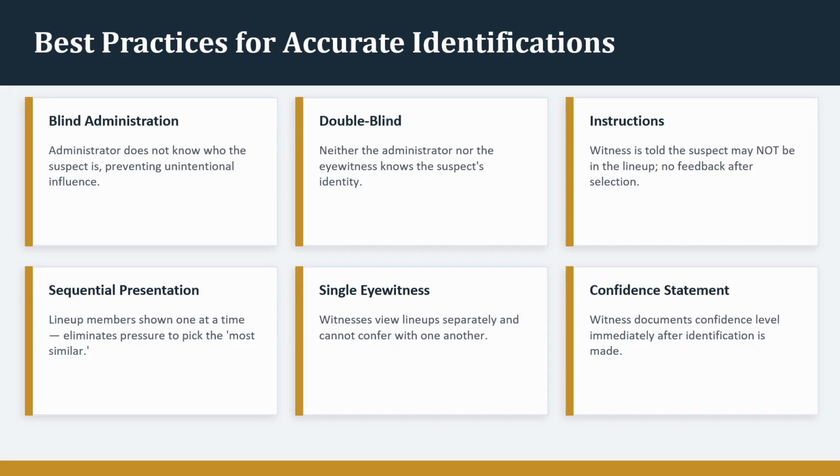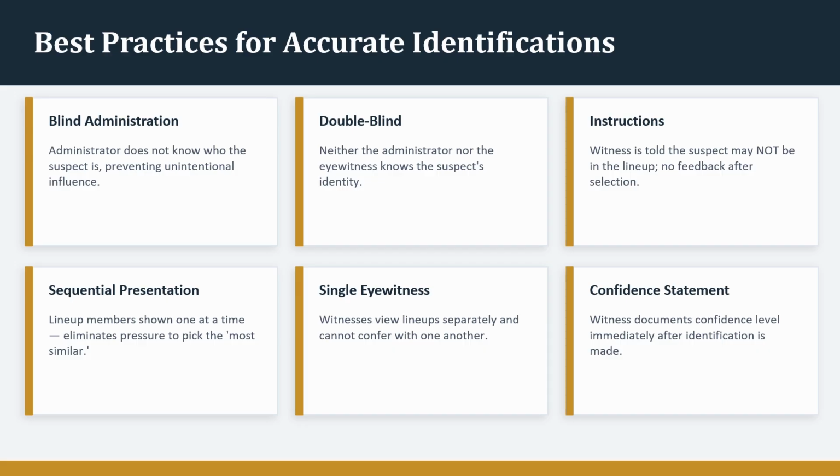And sixth, once an identification is made, the officer should immediately ask the witness to articulate their degree of confidence and document that statement. Research consistently shows that witnesses become more confident in their identifications over time. A witness who was 60% sure at the lineup may be absolutely certain by the time they testify at trial 6 months later. Capturing that initial confidence level on record is critical for giving jurors an accurate picture of what the identification was actually worth.